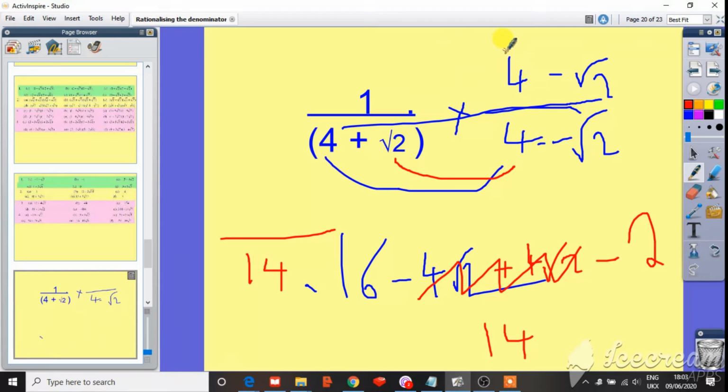And let's do my numerator. I'm going to treat these as brackets. It's 1 times 4, which is 4. And then 1 times negative root 2 is just negative root 2. And that's this one rationalised.